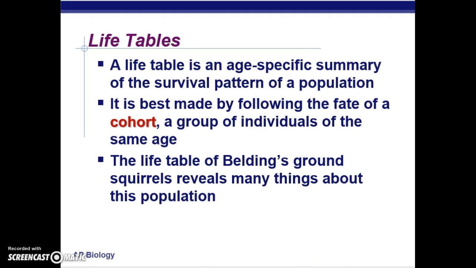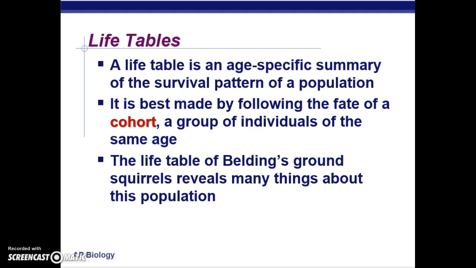So what is a cohort? It's a group of individuals of the same age that are followed over a period of time. So cohorts are what are used a lot in demographics. For example, with a life table, which is an age-specific summary of the survival pattern of a population, this is often done through the study of a cohort.